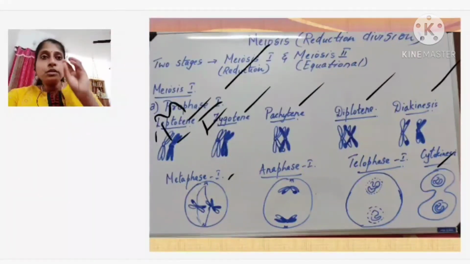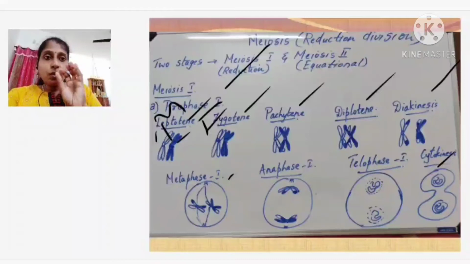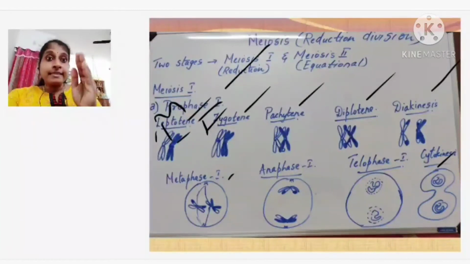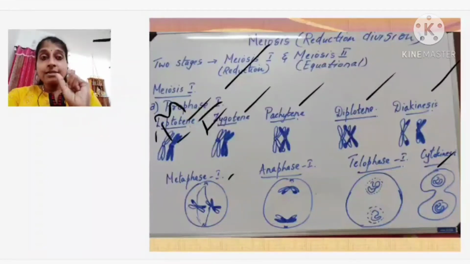So in the leptotene, the chromosome threads condense in the form of chromosomes and they come closer to one another. Zygotene, they will remain in close association with one another. Pachytene, in the region where they touch, that touching region where the two non-sister chromatids are touching each other, we call it as what? We call it as chiasmata.